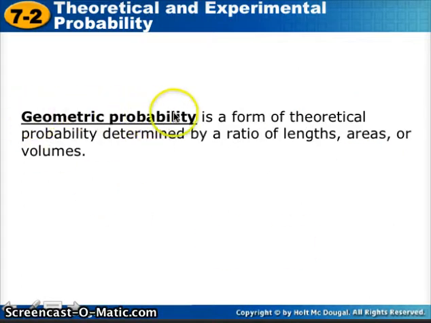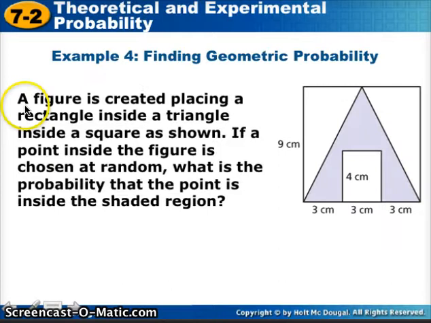Geometric probability is a form of theoretical probability determined by the ratio of lengths, areas, or volumes. So we can do the same thing with part over whole for pictures. A figure is created by placing a rectangle inside a triangle inside a square as shown. Here's the square on the outside, we have the triangle inside that, and inside that we have the rectangle.